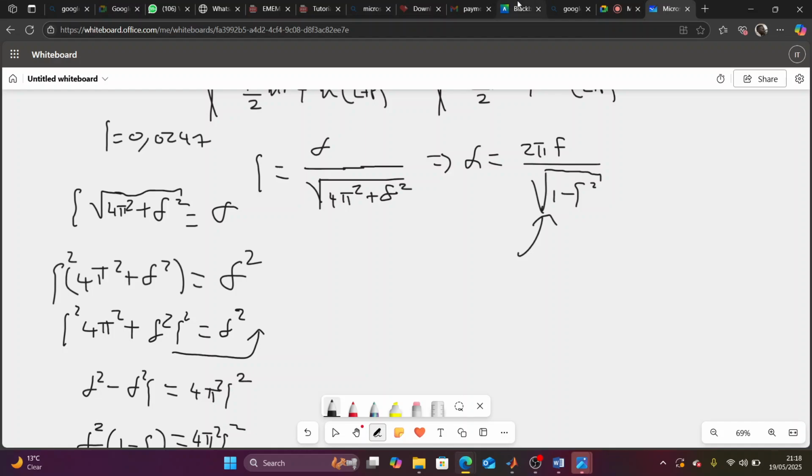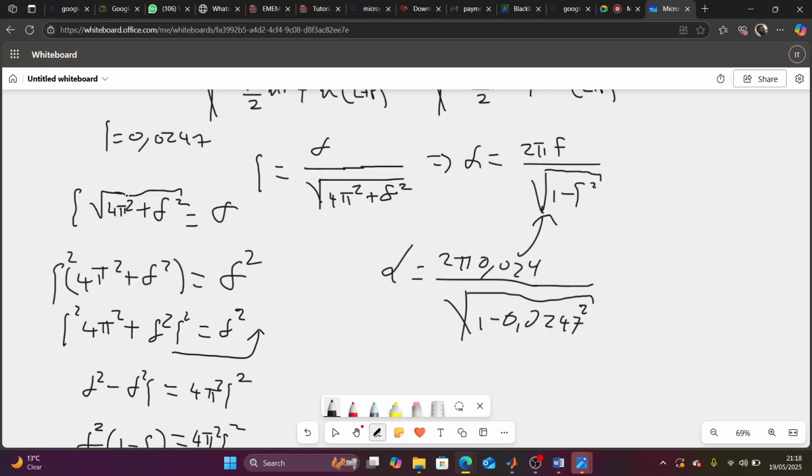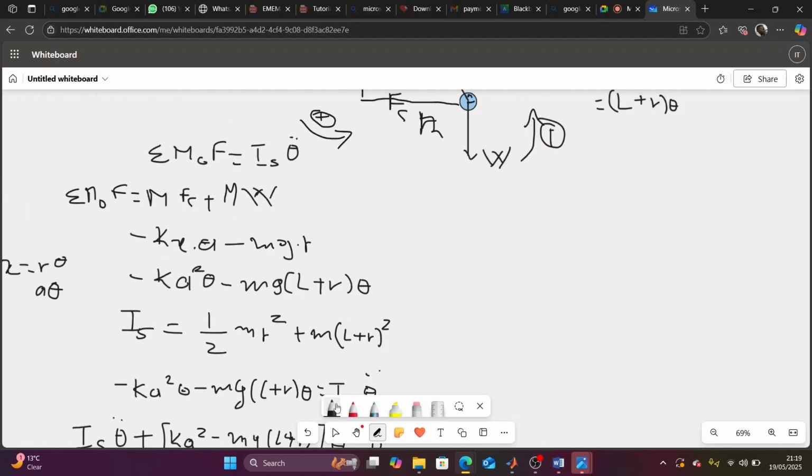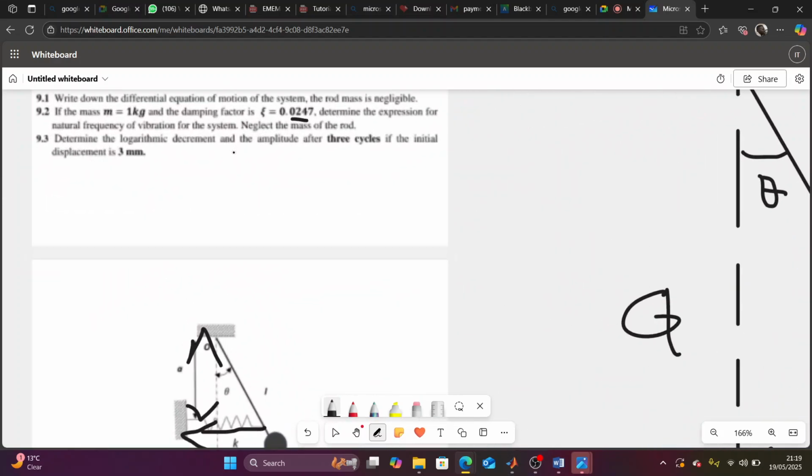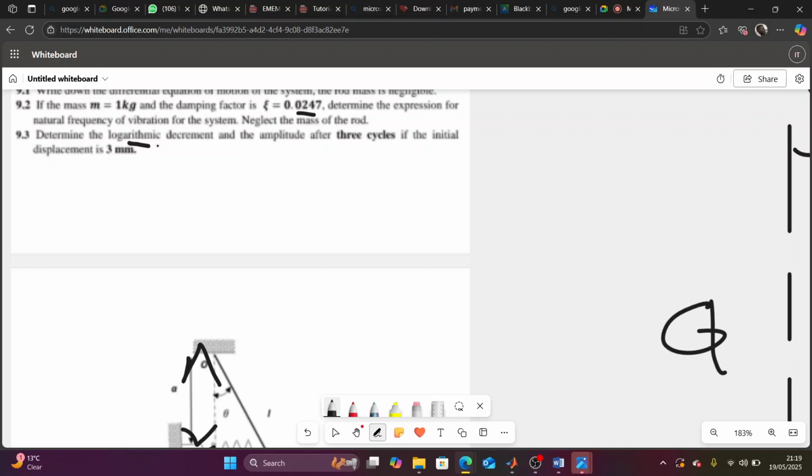So now, if you want to calculate the logarithm decrement, you have 2 pi times the value of zeta you are given, which is 0,0247, over the root of 1 minus 0,0247 everything square. You have the logarithm decrement. Remember, the logarithm decrement is unitless. It's a constant. So don't worry about the calculation. You tap your calculator, you get your answer. But what I want us to do is to answer the remaining part of the question. This is very, very important. Determine the logarithm decrement. We did.